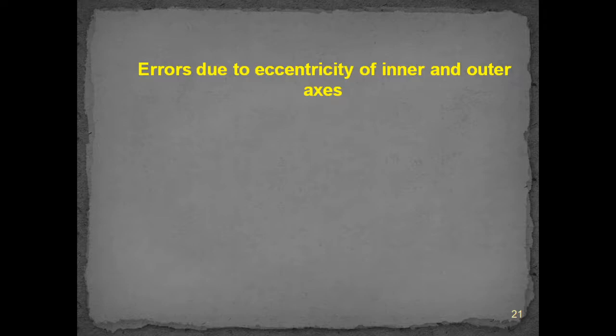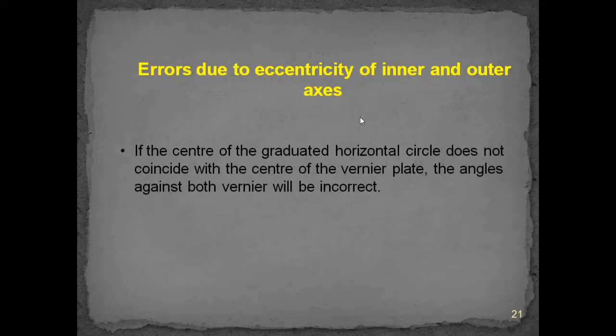Errors due to eccentricity of inner and outer axis. Where can you see this inner and outer axis? To the inner axis the lower plate is connected, and to the outer axis the upper plate is connected. Now if the center of the graduations of the horizontal circle does not coincide with the center of the vernier plate, the angles against both verniers will be incorrect. The horizontal circle has the main scale reading 0 to 360 degrees in clockwise direction, and in the vernier plate you will have vernier scales.